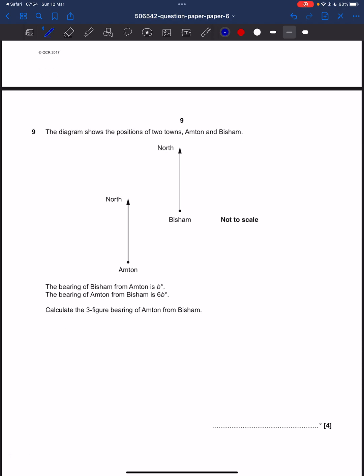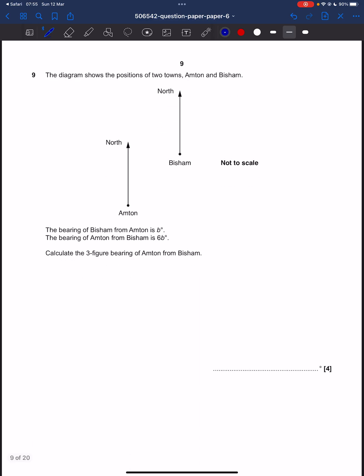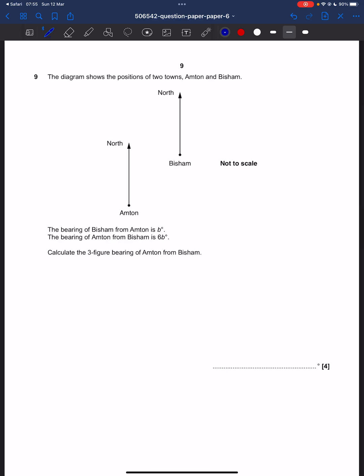Right, the diagram shows the position of 2 towns, Ampton and Bisham. The bearing of Bisham from Ampton is B degrees. The bearing of Ampton from Bisham is 6B degrees. So I'm going to join these together. And then this first one here, Bisham from Ampton. Where it's from, you start from the north of the place where it's from, and you measure clockwise round, and that's going to be B degrees there. So that's that one on the diagram.